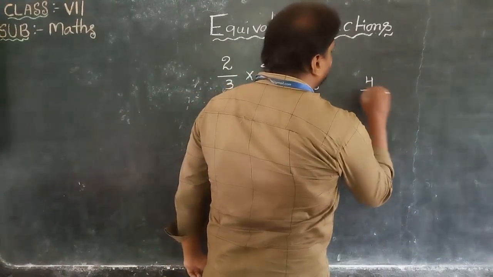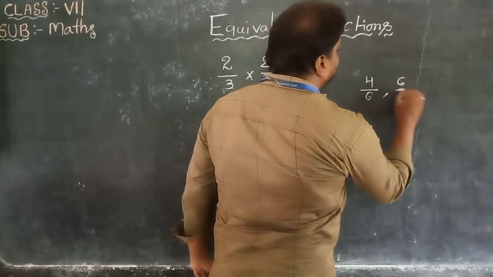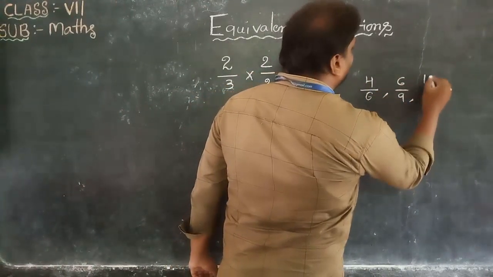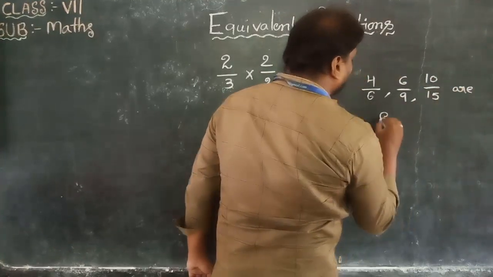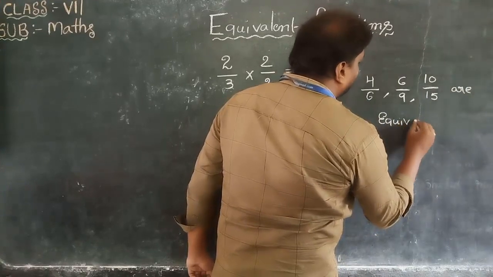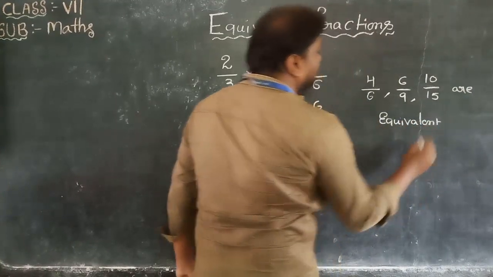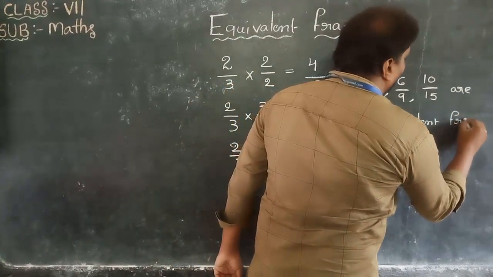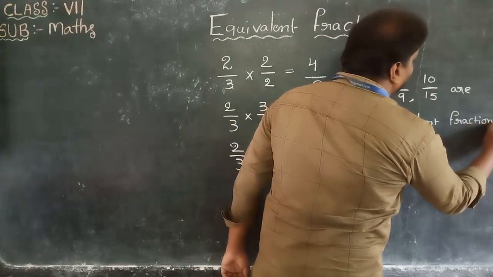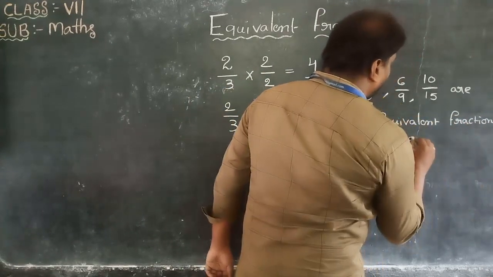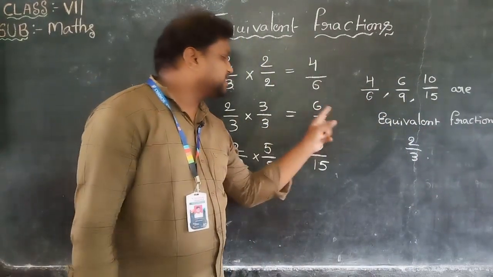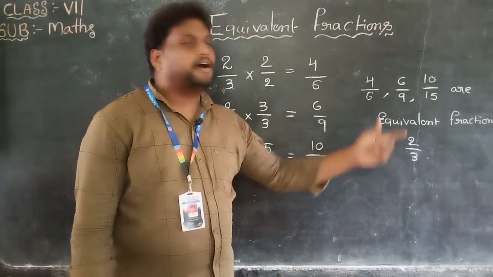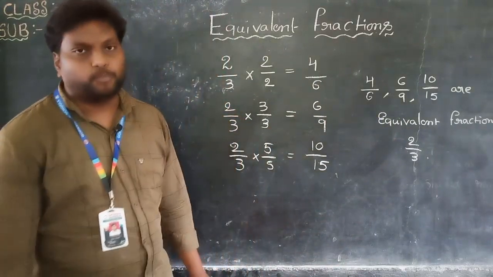4 by 6, 6 by 9, 10 by 15 are equivalent fractions of 2 by 3.